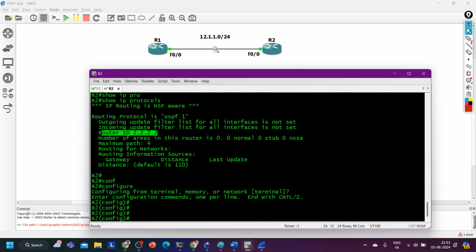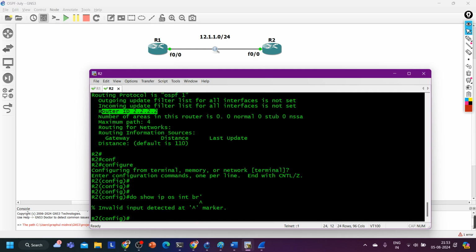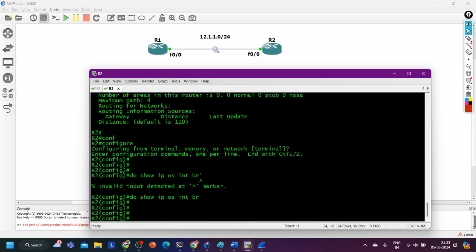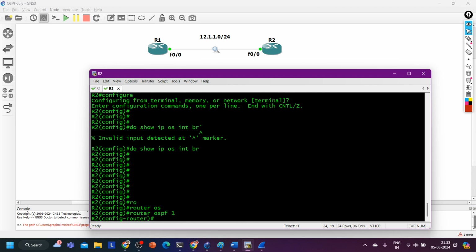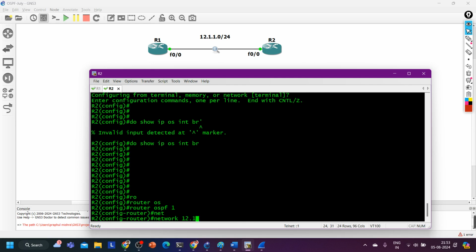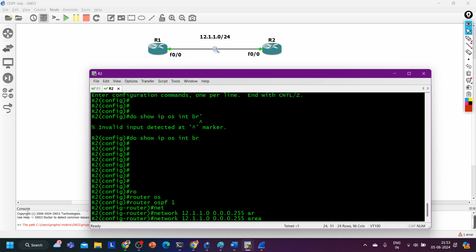Now I am going to advertise network here, because we do so IP OSPF interface brief. So by default OSPF is not enabled on any interface. So say router OSPF 1 and then network. Which network? 12.1.1.0, wildcard mask 0.0.0.255, and as I told you, area should match to form neighbor.